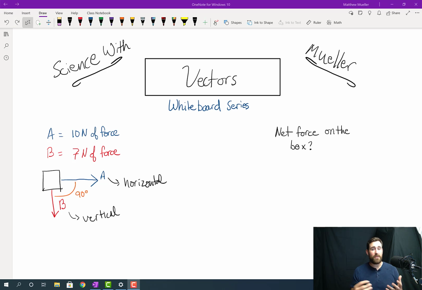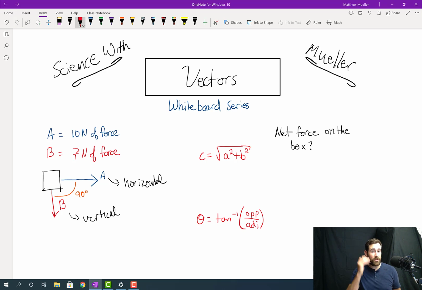So when I want to take two components, so here we have a vertical component and a horizontal component, I want to put them together, I'm going to use key point number 2. So key point number 2, we have two equations we're going to use. One is that c is equal to the square root of a squared plus b squared. This is part of Pythagorean's theorem. The second equation we're going to use is that theta is equal to tangent inverse of opposite over adjacent. Those are the two equations we're going to use. Let's start with that first equation there.